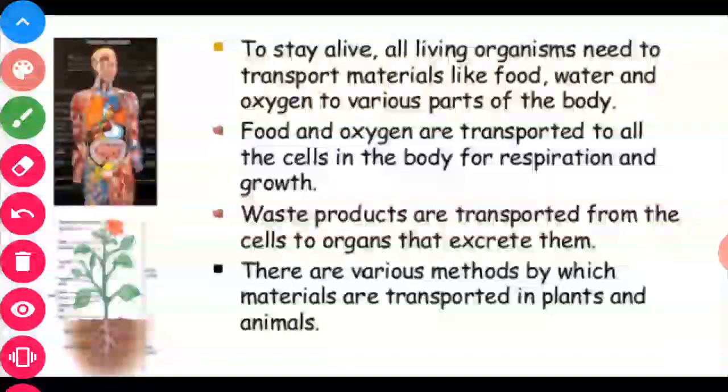What are the important substances whose supply to different organs is so important? We know that food is important. We know that oxygen is also important. We know that water and minerals are also important. Waste products that are formed in the body during different processes are also thrown out of the body. For that, the transportation system is also important.